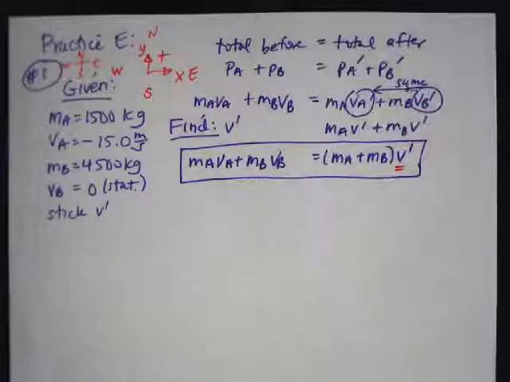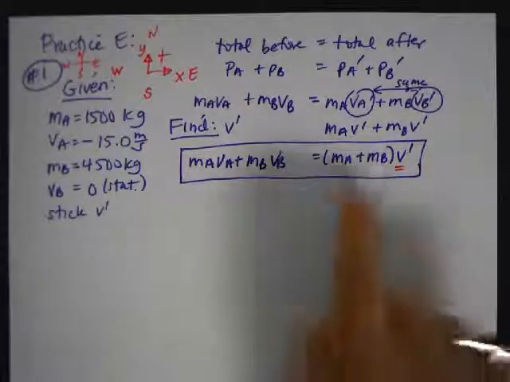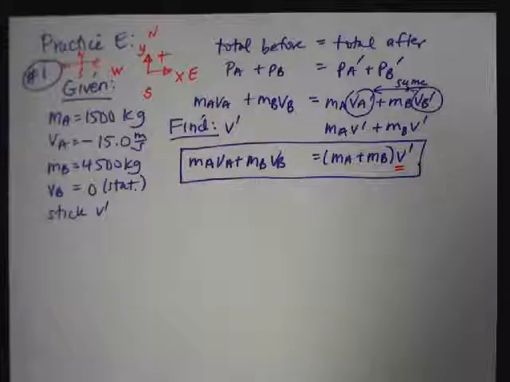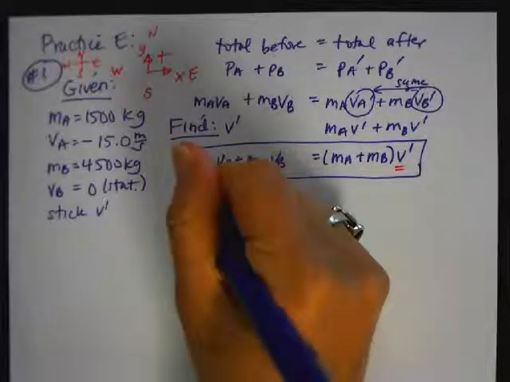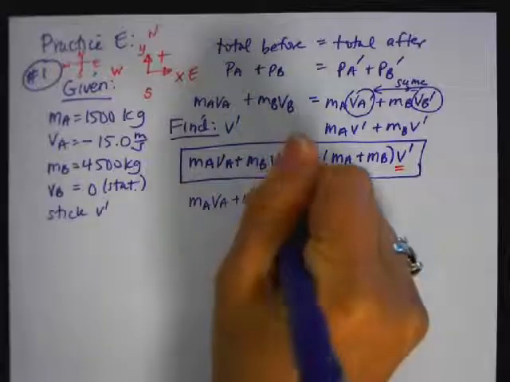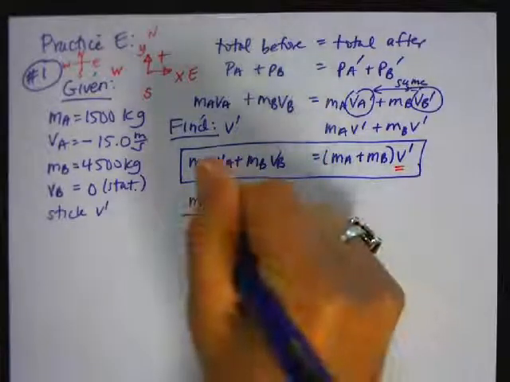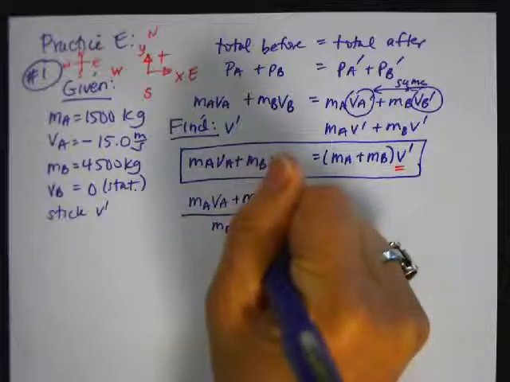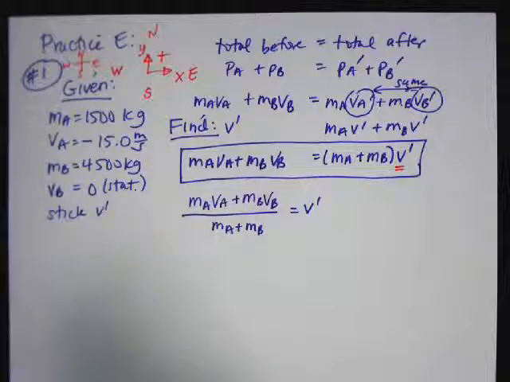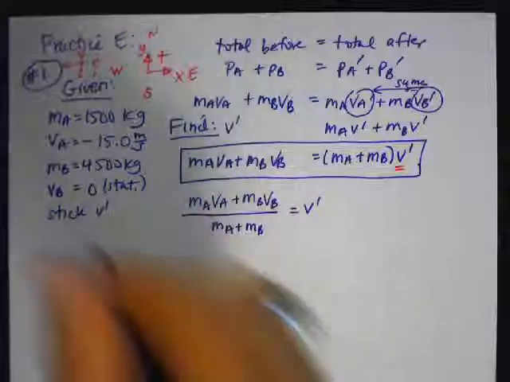Now instead of just plugging my numbers in, I'm going to rearrange my equation to solve for the unknown in terms of known. Because this is a parentheses, all I'm going to do is take this whole quantity and divide it here. So I'll rewrite it: MAVA plus MBVB divided by MA plus MB is equal to V prime. Now I'll go ahead and substitute in my values.